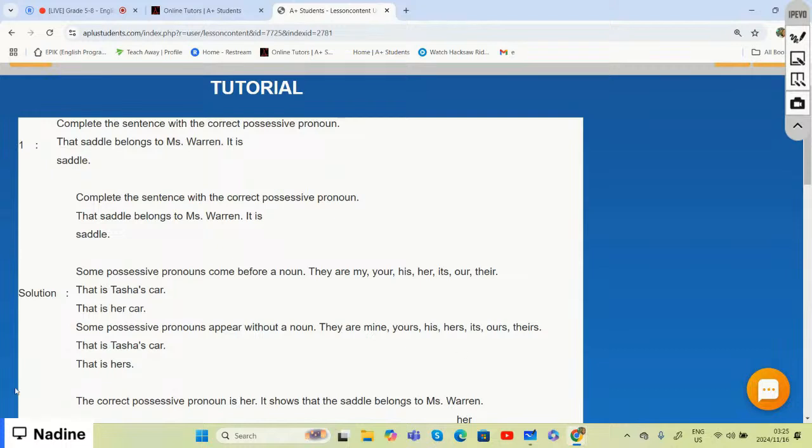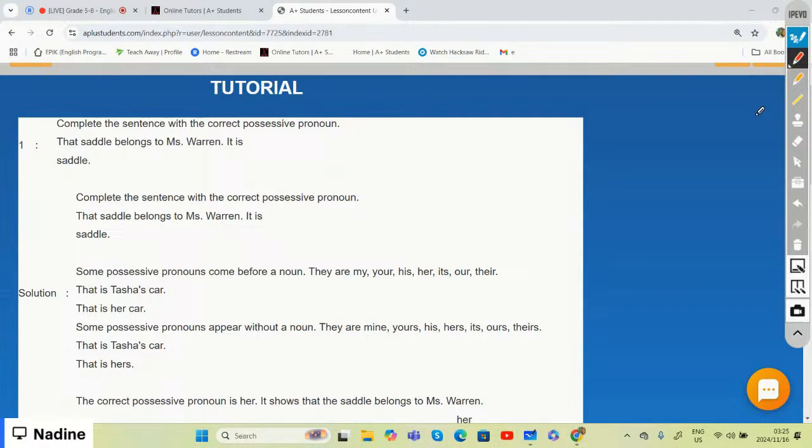And it says, the saddle belongs to Mr. Warren. It is saddle. If something belongs to Mr. Warren, what do we have to say? It is saddle.